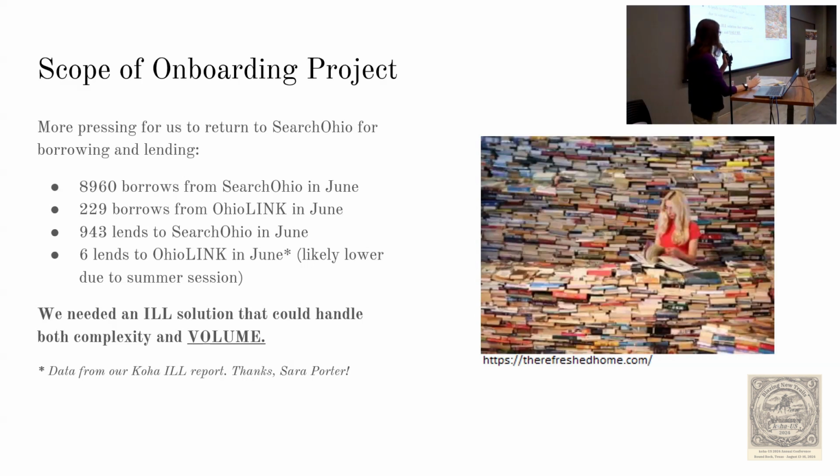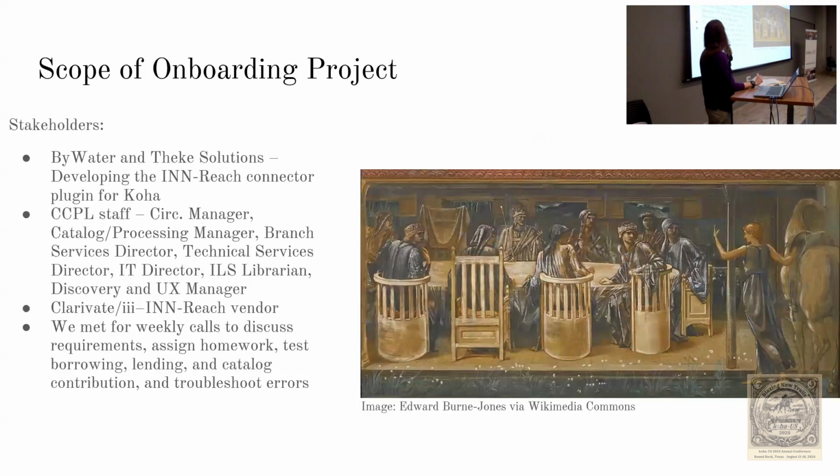So we prioritized how we wanted to go back on. We need to get back on borrowing on Search Ohio first. Then we need to get back on lending on Search Ohio. And then once you get that figured out, you can get back onto Ohio Link with borrowing and lending at the same time. So when we went to ByWater, we stressed that we needed the ILL plugin to handle both complexity and volume. So getting there: one does not simply walk into an ILL system.